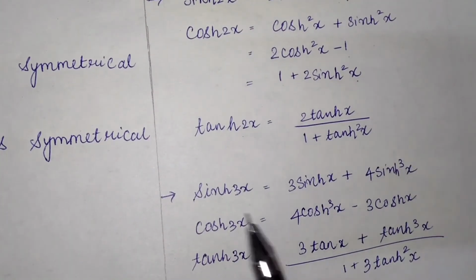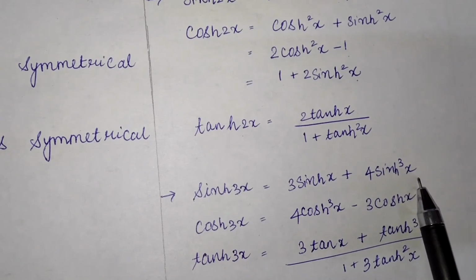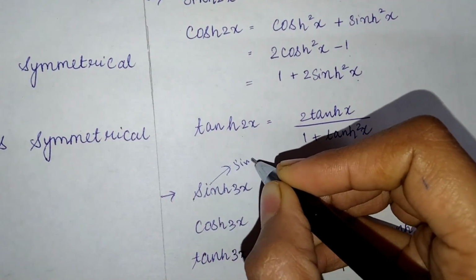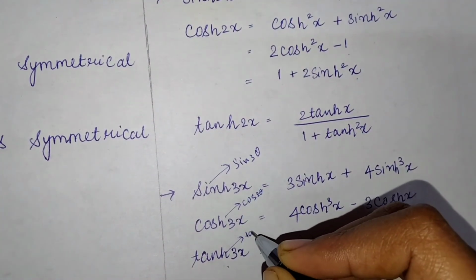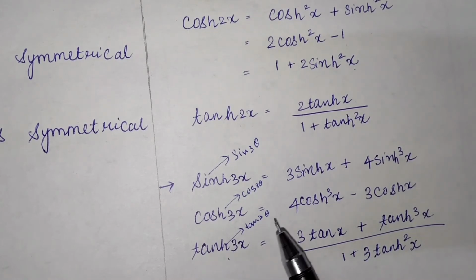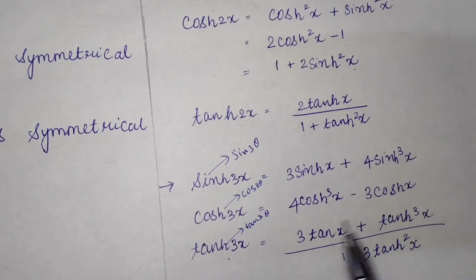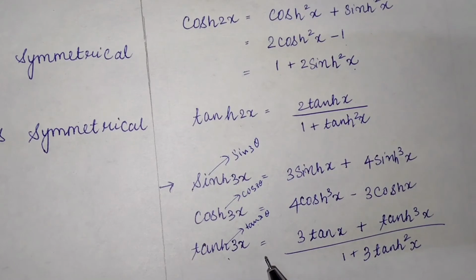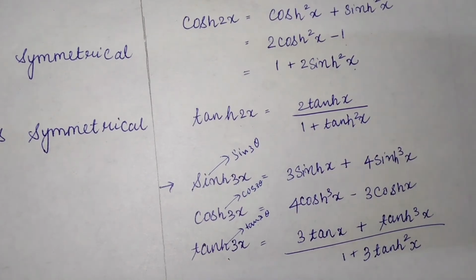Then the value of sin h3x is equal to 3 sin hx plus 4 sin h cube x. This formula is also similar to the formula of sin 3 theta, and it is similar to cos 3 theta, and this is similar to tan 3 theta. But here in place of theta, as it is a hyperbolic function, we are using the h term. So again, cos h3x is equal to 4 cos h cube x minus 3 cos hx. And the value of tan h3x is equal to 3 tan hx plus tan h cube x upon 1 plus 3 tan h square x.